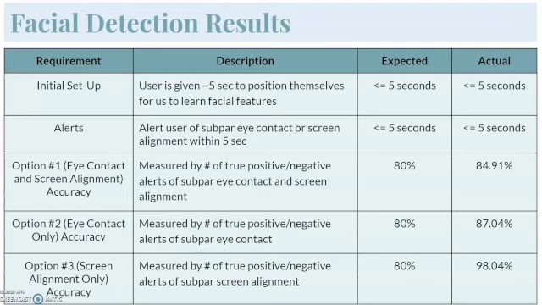Able to meet or exceed all of our accuracy requirements for the facial detection part. For the first requirement of initial setup, we are able to learn the user's facial features within 5 seconds. For the next one of alerts, we are able to alert the user of subpar eye contact or screen alignment within 5 seconds. For option 1, for both eye contact and screen alignment, our accuracy was 84.91%.